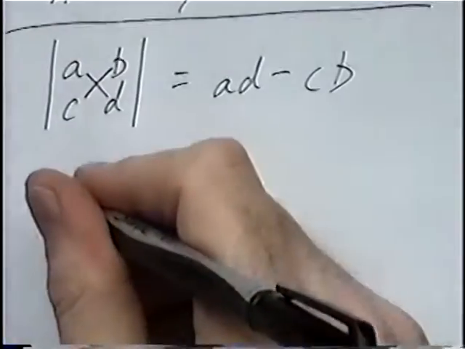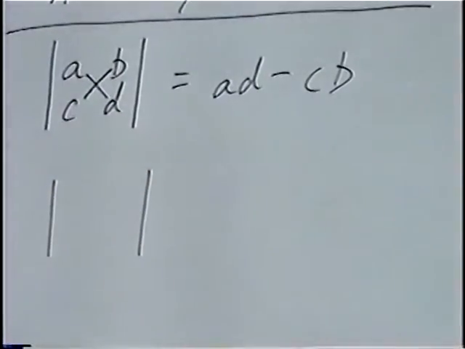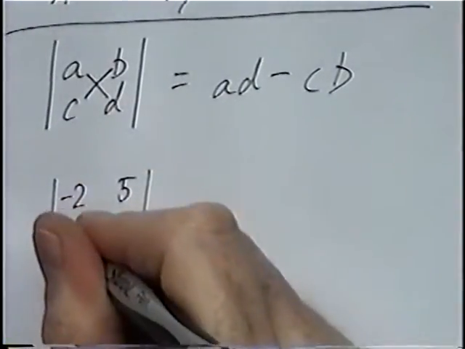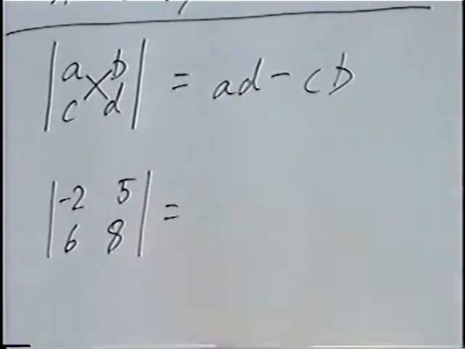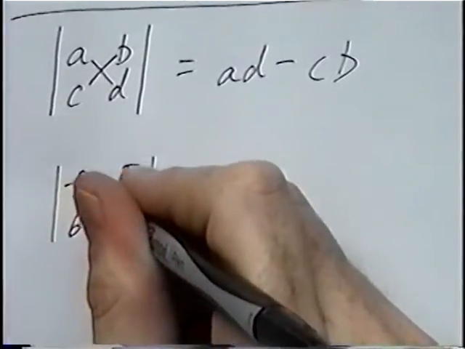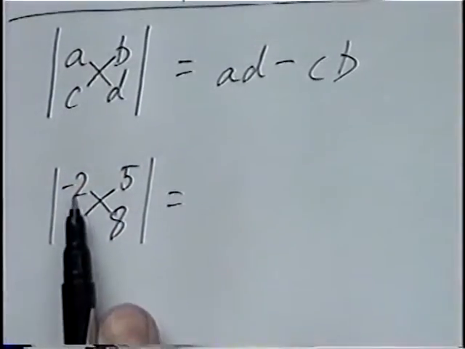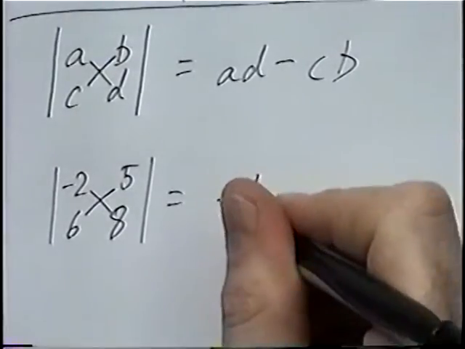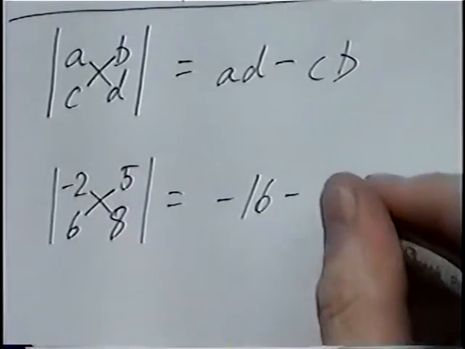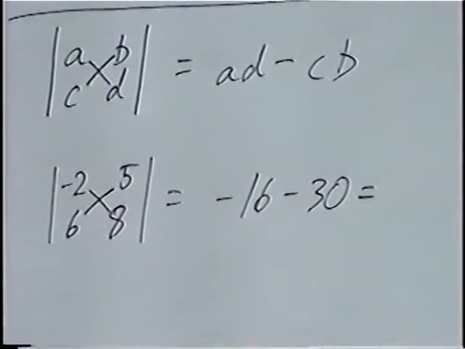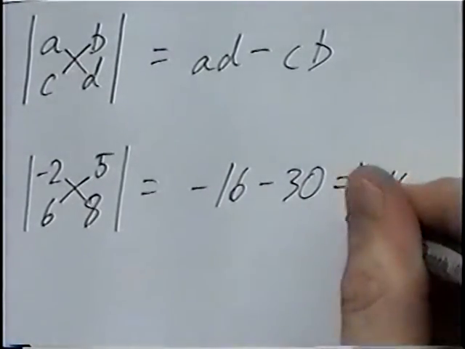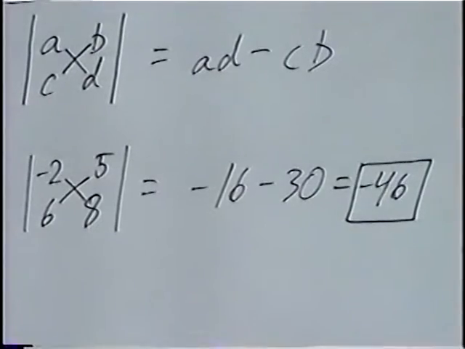First problem we'll solve will be a 2 by 2 matrix. The numbers are -2, 5, 6, and 8. Again, to find the determinant of this matrix, you can draw the X inside the matrix, and we'll have -2 times 8, which would be -16. And we'll subtract from that 6 times 5, which would be 30. -16 minus 30 will be -46, which would be the determinant of this matrix.